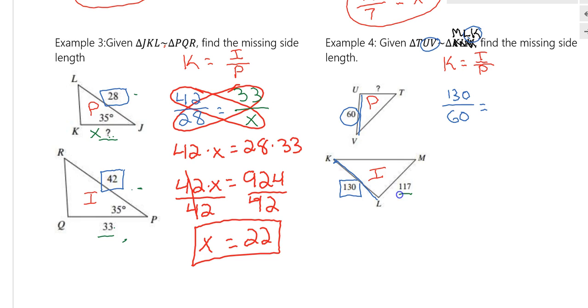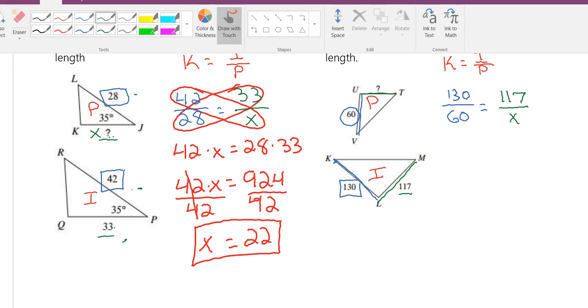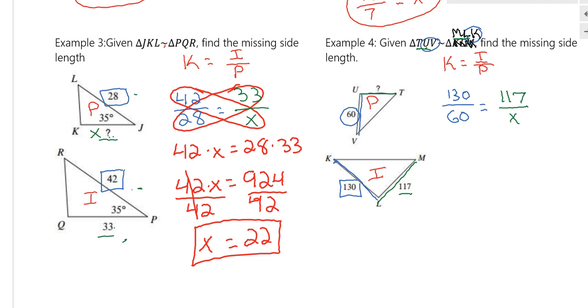Then the other number I have is between L and M. L and M goes with U and T. Okay, and that's your X. So if you're having trouble deciding what goes together to set up that proportion, look at the names of the triangles.